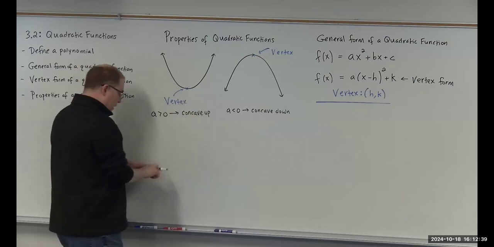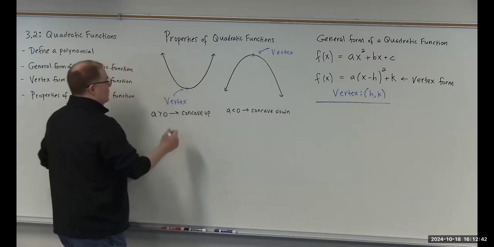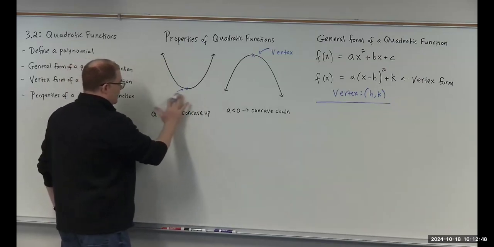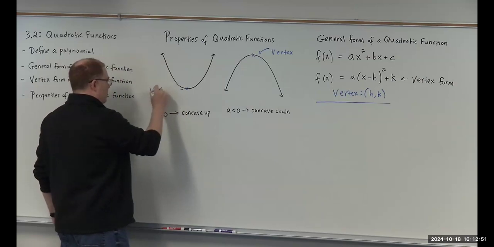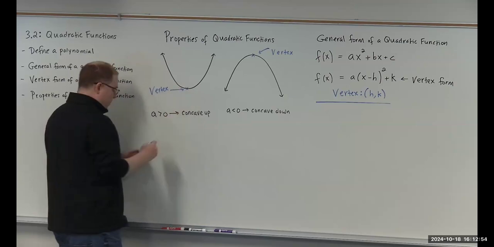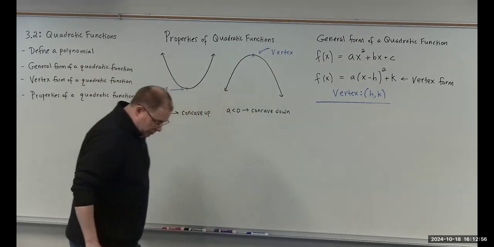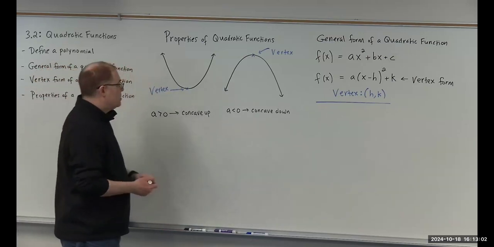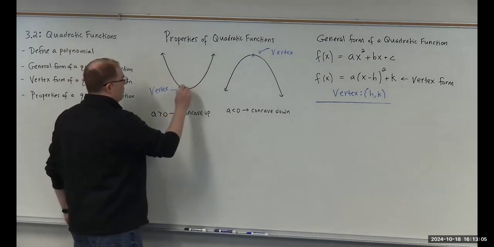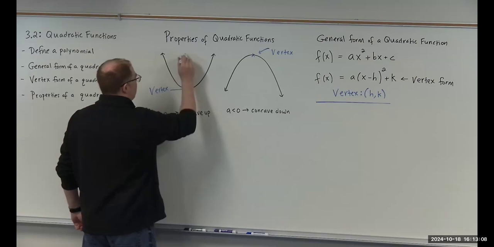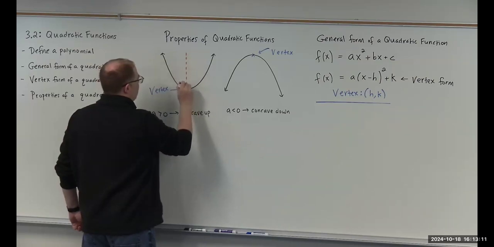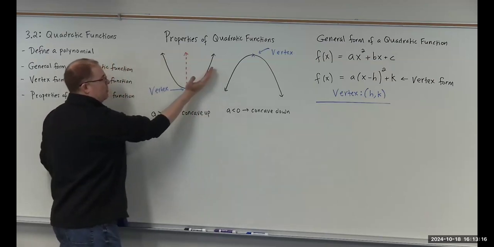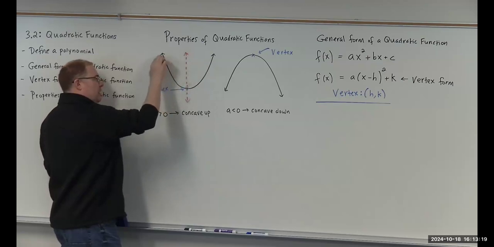And this is our vertex, which we're assuming is h comma k. I'm going to put this over here. With each of these, there's also the axis of symmetry. Meaning that if you take this part of the curve, you can reflect it over this axis to get this other part.